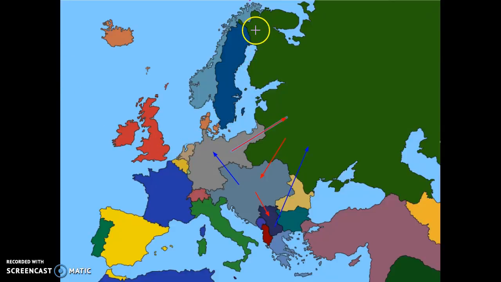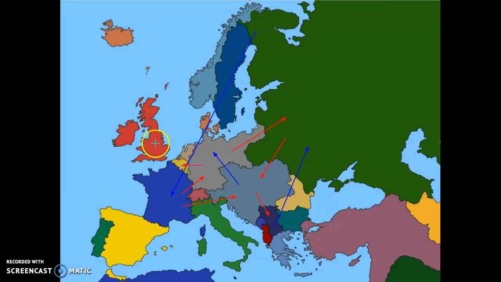And Russia was allied to France. So then, France declared war on Germany and on Austria-Hungary. Now, Germany wanted to invade France through Belgium. So Germany declared war on Belgium.